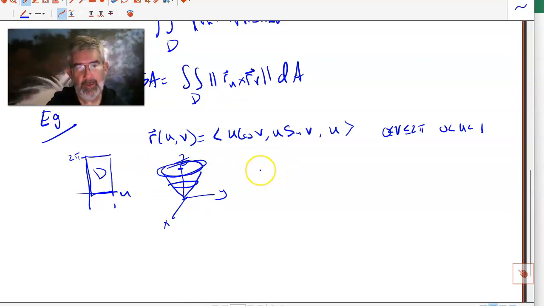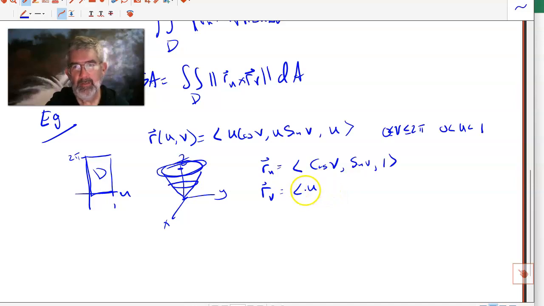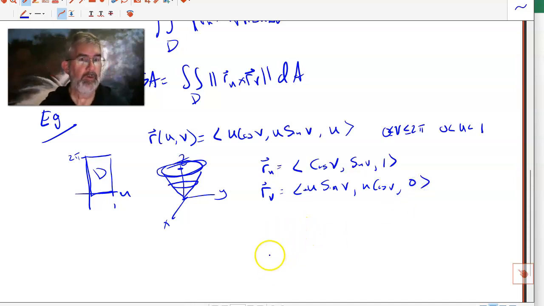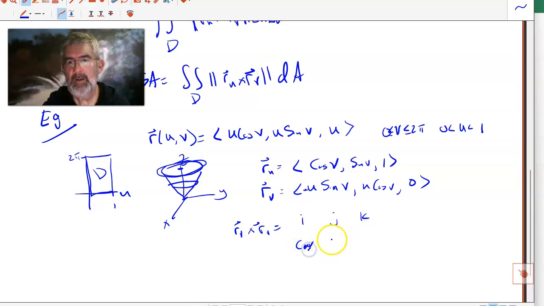So let's look at these vectors here, because I need to do the partial of R with respect to U. So the partial of R with respect to U is cosine V, comma sine V, comma 1. And the partial of R with respect to V is, what is this? This is minus U sine V, and U cosine V, and 0. So when I calculate what's called the normal vector, and I take the cross product of those things, Ru crossed with Rv is equal to the determinant of i, j, k, cos V, sine V, 1, minus U sine V, U cos V, 0.